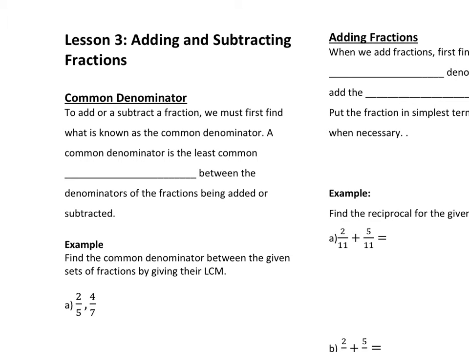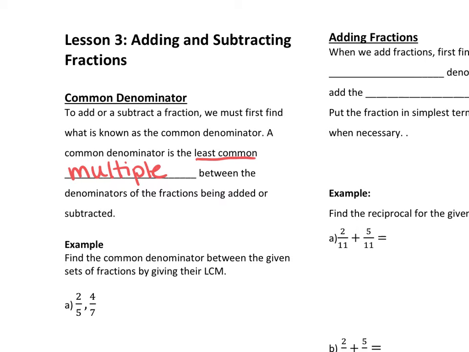When we talk about adding and subtracting, in order to add and subtract, we have to start off with this common denominator concept. So when you find a common denominator, the common denominator is going to be the least common multiple between the denominators of the fractions being added or subtracted. And so when we do this, we have to find multiples of numbers. We want to find the smallest that we can.